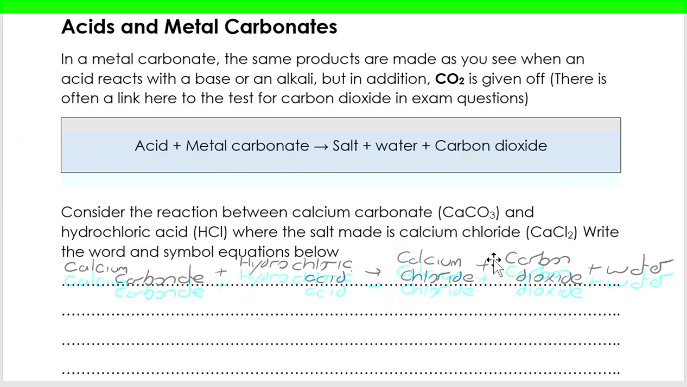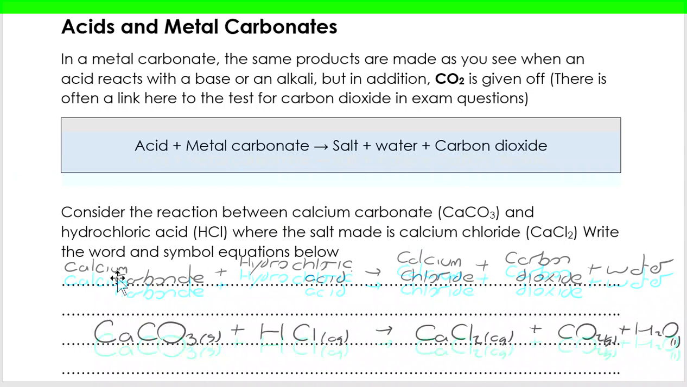Well, we know that this is going to make calcium chloride because hydrochloric acid makes chlorides, just as sulfuric acid makes sulfates and nitric acid makes nitrates. I know it will be calcium chloride as the salt because the calcium in calcium carbonate becomes a part of the salt. So the word equation again, all of the information provided. Now let's break down the symbol equation. CaCO3 is solid, HCl is aqueous, calcium chloride aqueous, carbon dioxide is a gas, and H2O is a liquid. All I then need to do is balance it to 2 HCl.